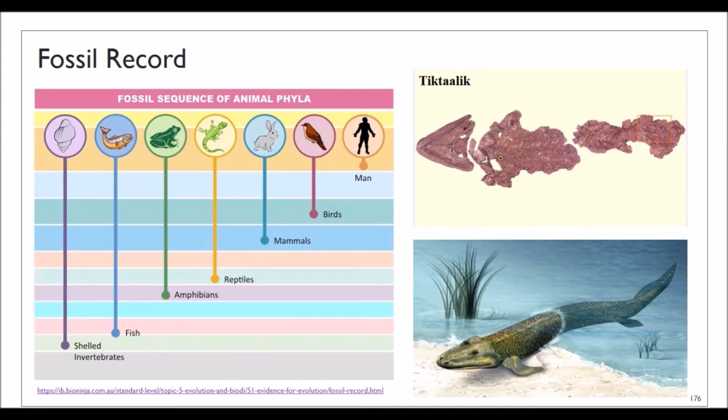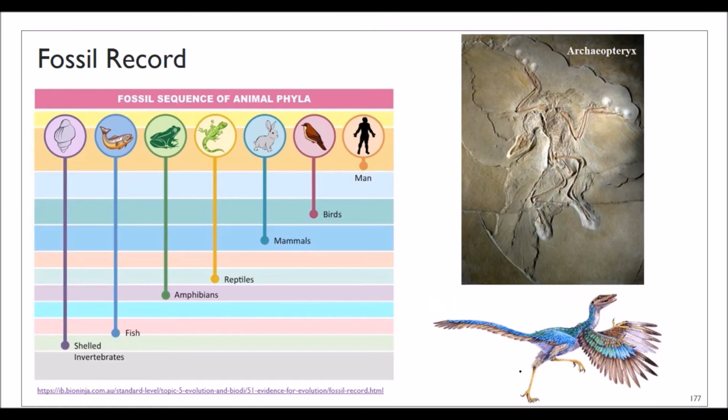For example, this is a fossil of an organism called Tiktaalik, and you could see that it looked like a fish, but it had legs. So this is evidence for the fact that we started under the sea. We started as aquatic animals, and then at one point, one of these organisms made it to land. And then you have another one, such as this one.